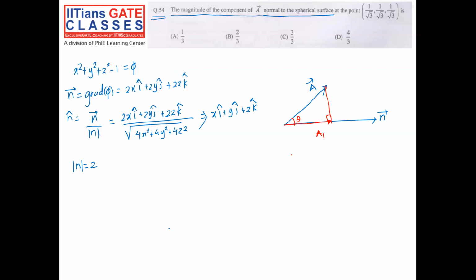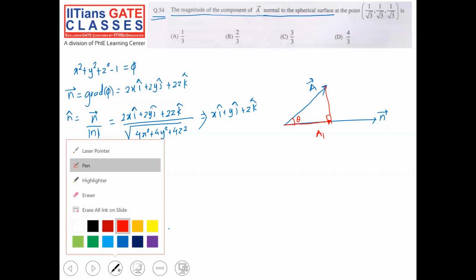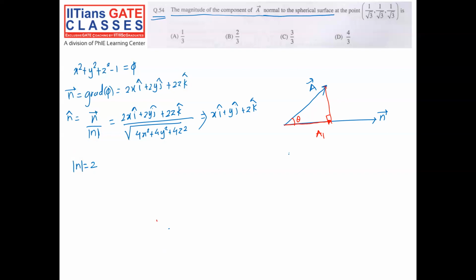And I can write A1 as mod of a cos of theta. So this is a scalar component. It's not a vector, it's a scalar component, we can say, because we are considering magnitude here.